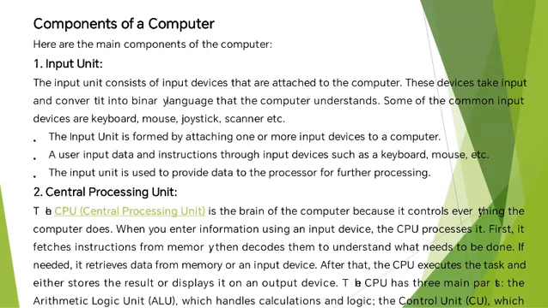Central processing unit. The central processing unit is the brain of a computer because it controls everything the computer does. When you enter information using an input device, the CPU processes it. First, it fetches instructions from memory, then decodes them to understand what needs to be done.